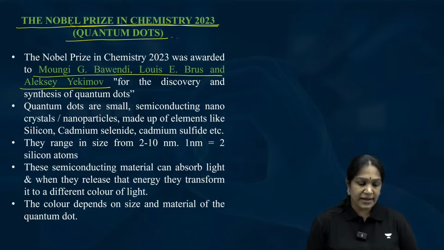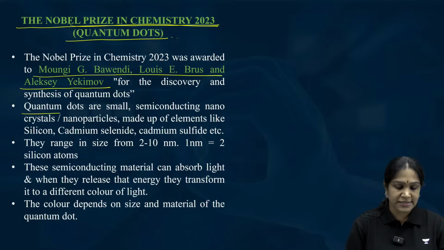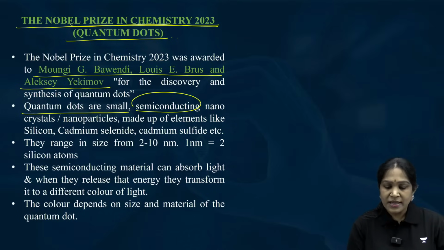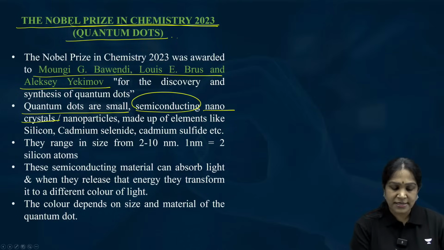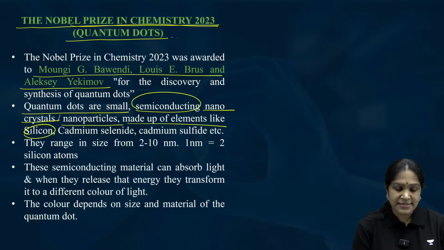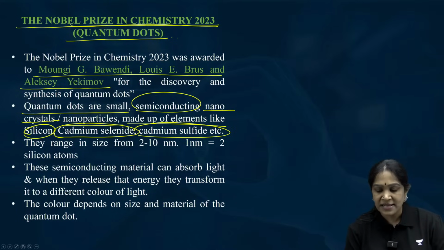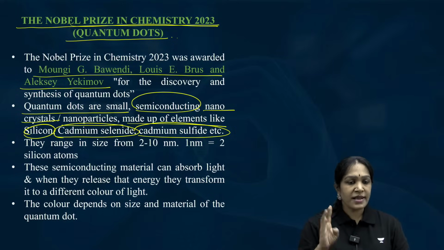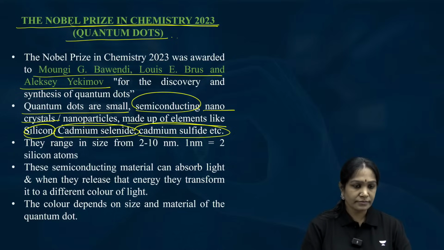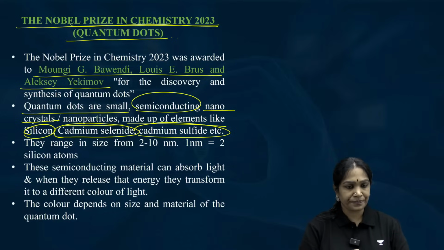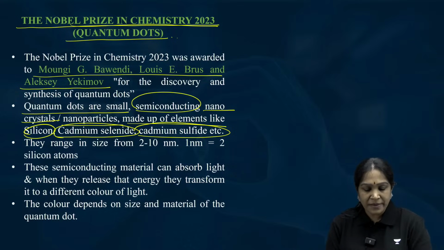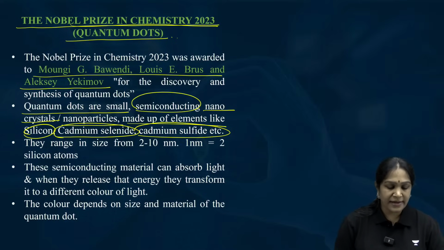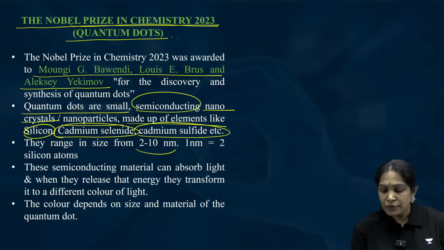And first of all, what are quantum dots? Quantum dots are very small semiconducting nanocrystals, nano-sized crystals, or nanoparticles. They are made up of elements like silicon, cadmium selenide, cadmium sulfide, etc. They are very small quantum particles, and they range in size from 2 to 10 nanometers.